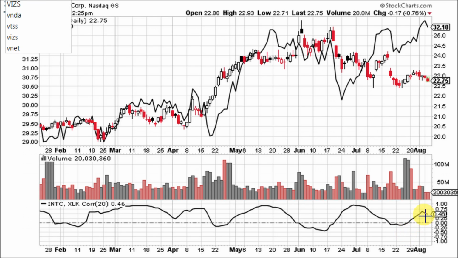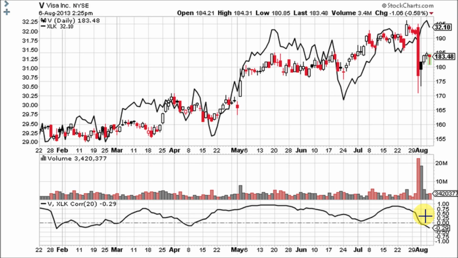Let's try Visa. Not sure why it's part of the XLK, but it's, you know, computer technology, banking. Okay, so for the most part, strongly correlated. Period right here, not so much. It was going up, XLK down, and then right here must have had some bad earnings to fall from, you know, $200 down to $170, and that was a definite period of no correlation.